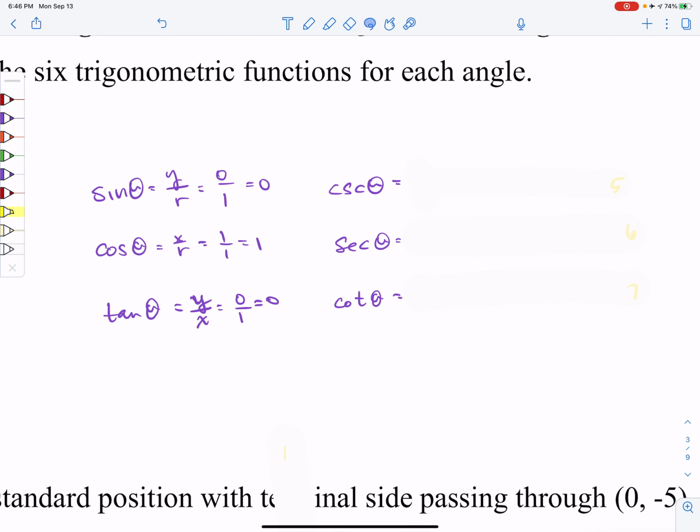But what I am going to do is when I get the reciprocal, I'm going to use these 3 values. So for cosecant, this is going to be 1 over 0, and I know that's undefined. You can't have 0 on bottom. Secant is going to be 1, and then cotangent is also going to be 1 over 0, which is undefined.